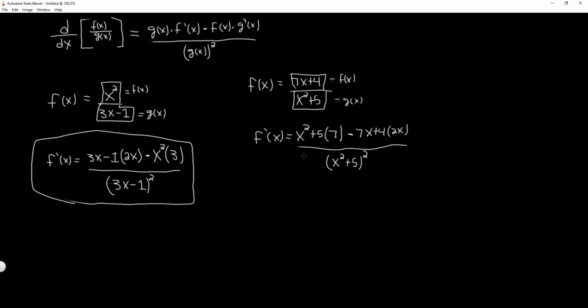Again, we could simplify the numerator by distributing the 7 to x squared plus 5 and distributing the 2x to 7x plus 4. But again, this is a completely valid way of representing the derivative of this function.